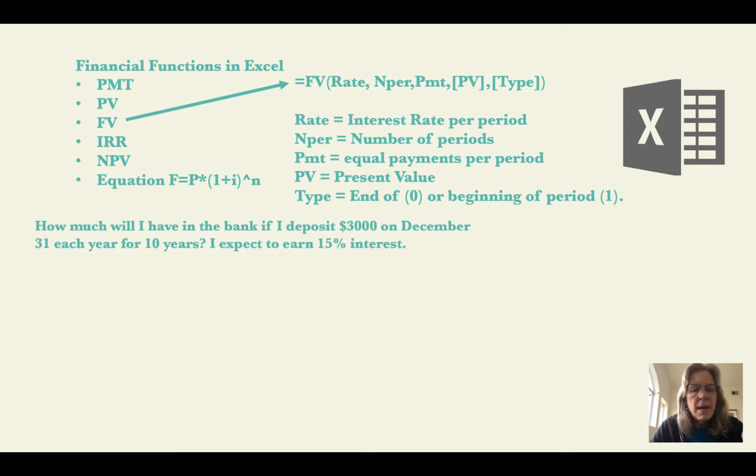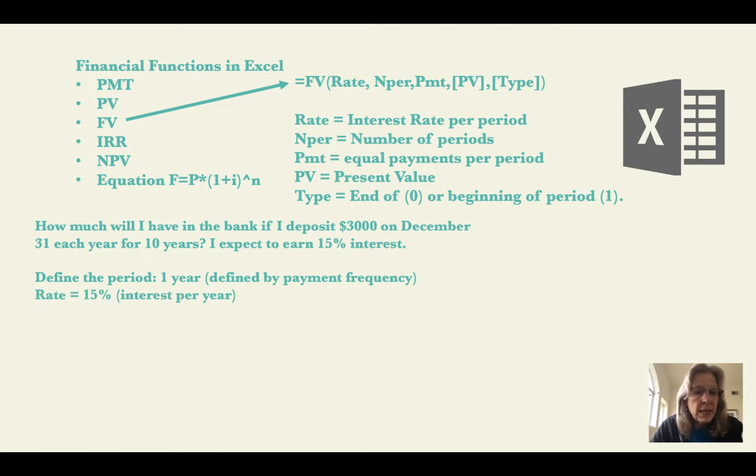So how much will I have in the bank if I deposit $3,000 on December 31st each year for 10 years? I expect to earn 15% interest. So again, now we've changed the definition of period because I put in the deposits into the bank once a year on December 31st. So I've changed the definition of a period. It's now 1 year. So my interest rate is interest per year of 15%. The number of periods is 10 years. $3,000. Oh, that should say $3,000 per year, not per month. Please correct that. And then I put that value into the equation.